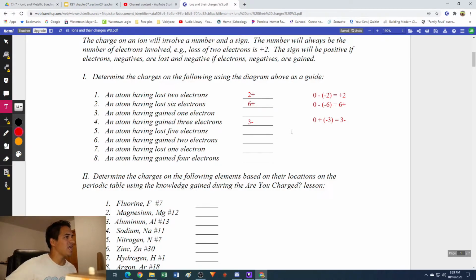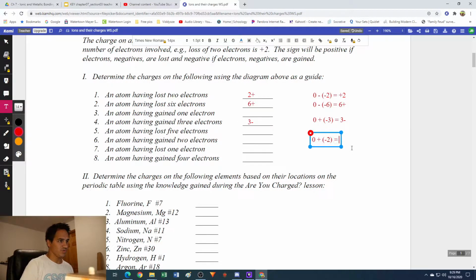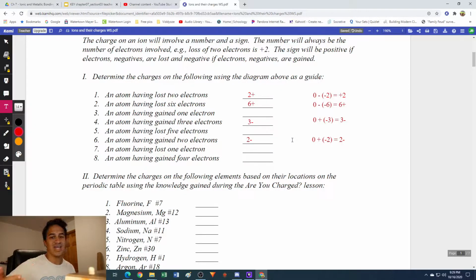Number 6, an atom having gained 2 electrons. Okay, so 0 plus negative 2 equals 2 minus, because again, it's gaining 2 negative things. So this would have a charge of 2 minus if we're gaining electrons. The best way to think about it too is just think of opposite. So if you're gaining, you become negative. If you're losing, you become positive. It's like opposite thinking.